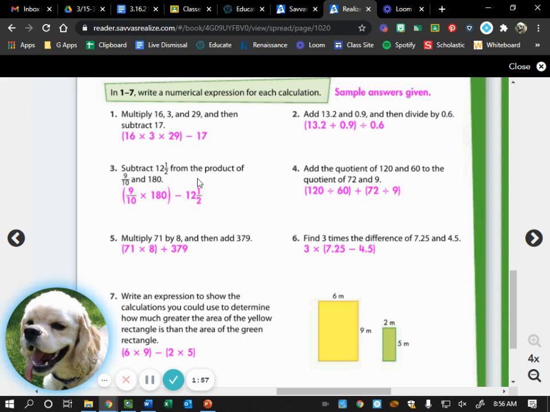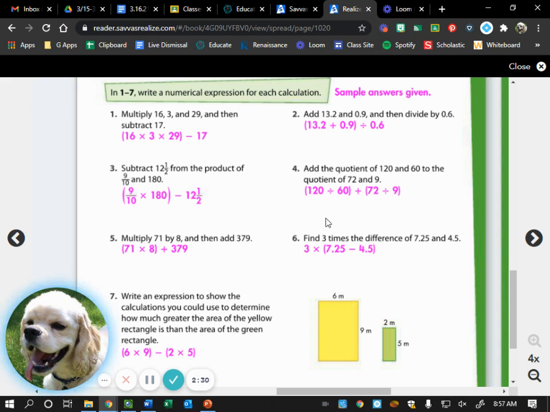Then number 3, subtract 12.5 from the product of 9/10 and 180. So we know product is the answer to a multiplication problem. So we need to multiply 9/10 times 180 and then subtract 12.5 from it. So you should have 9/10 times 180. Technically, these two numbers could be switched around since it's multiplication, minus 12.5. And then put parentheses around that first step, which is multiplication. Questions on number 3? Okay.